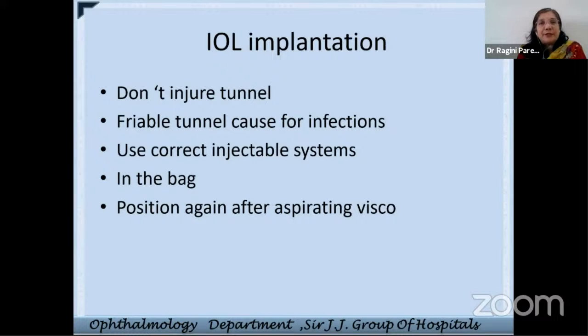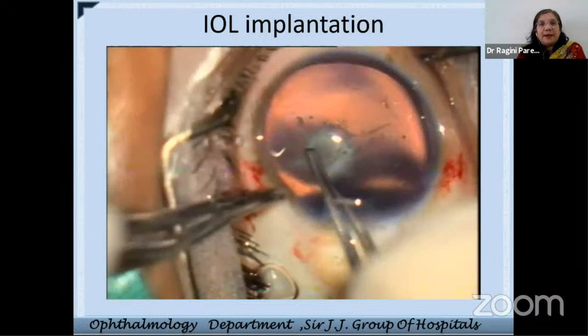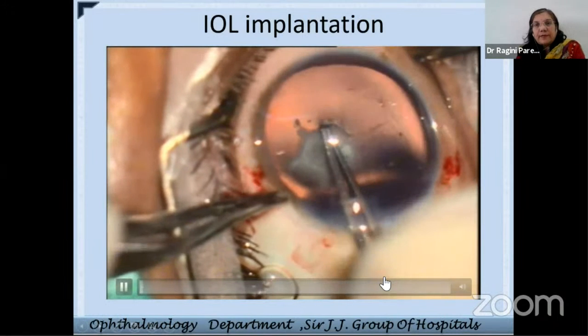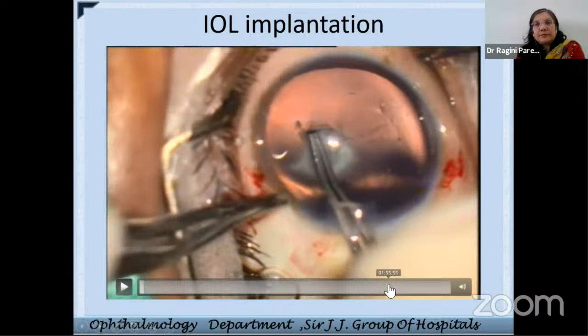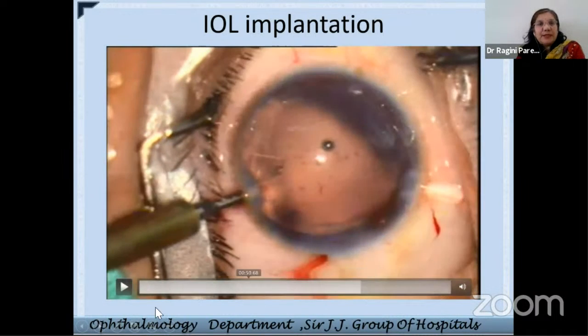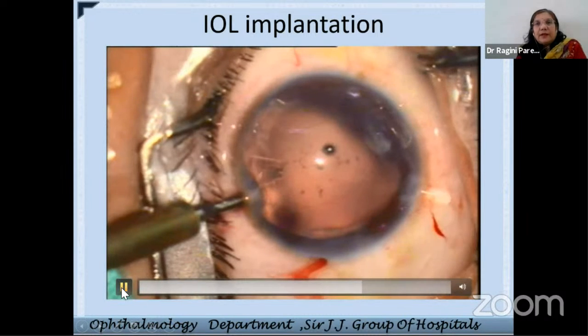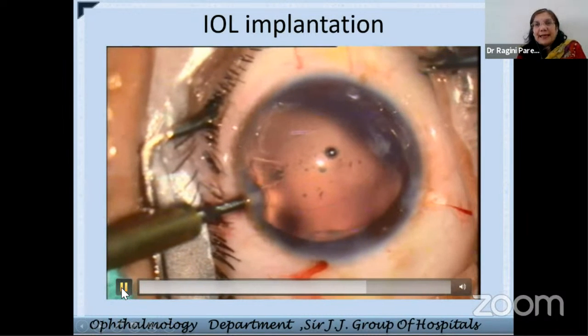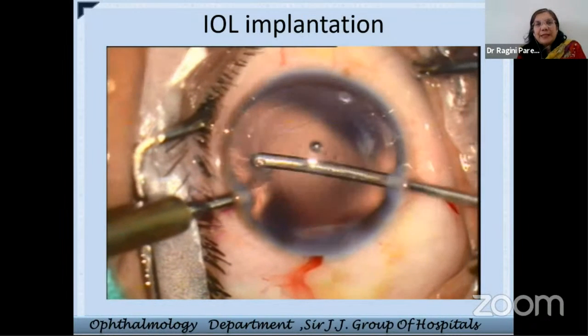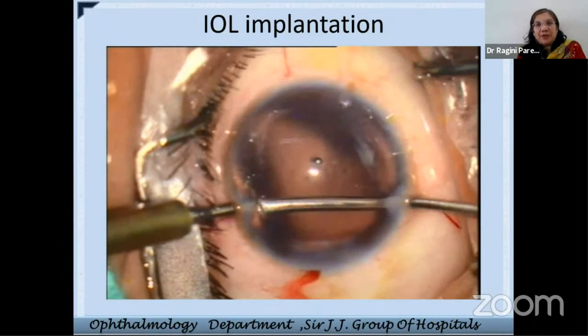The correct injectable system should be used and positioned in the bag, the IOL, and the visco should be aspirated. So as you can see over here, this is the cortex. The cortex has been completely aspirated, as you can see. The remaining bit of cortex is being aspirated with the irrigation aspiration cannula.